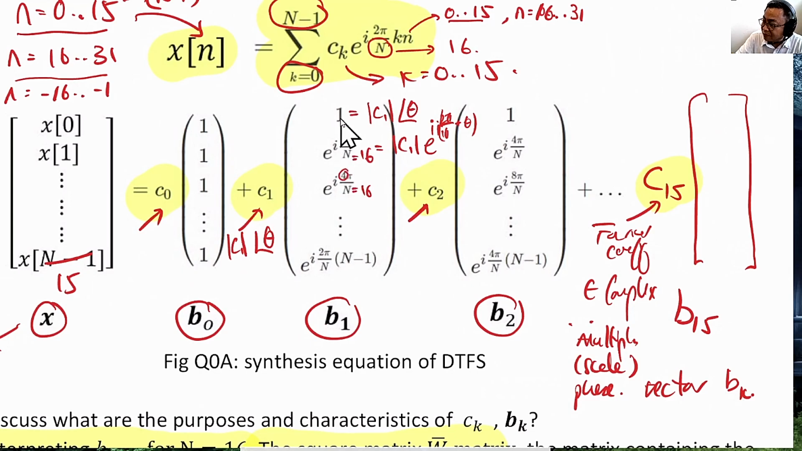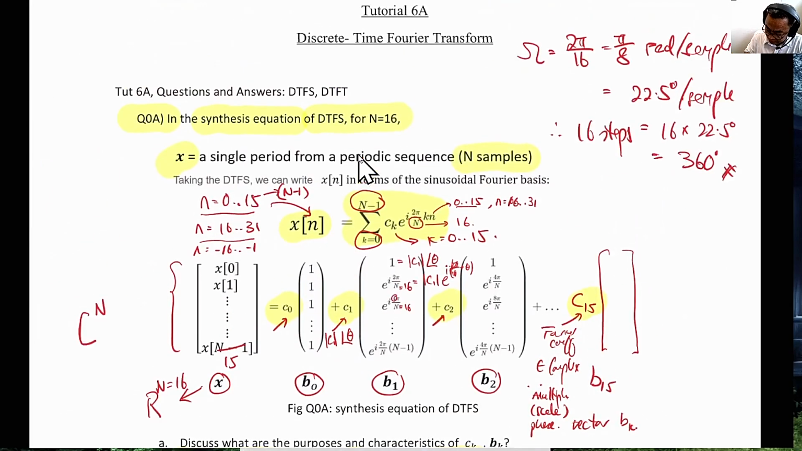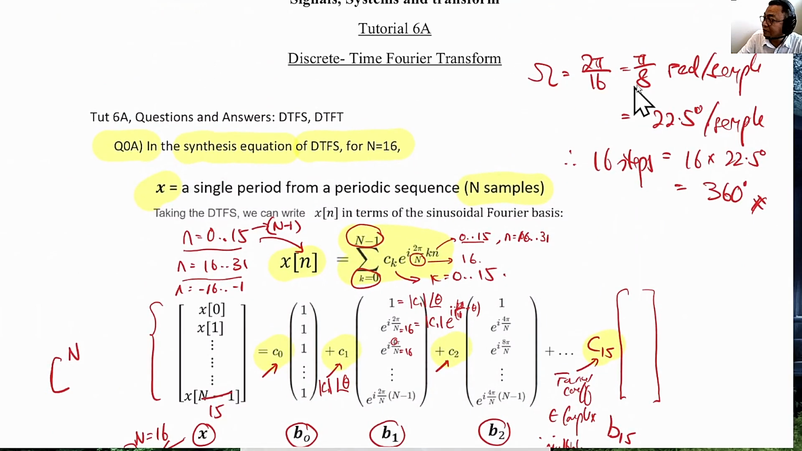See, this first guy has no phase. This is 1 angle 0. The second guy is 1 angle this phase. This phase is 2 pi over, in this example, 16. 2 pi over 16, I calculated it as 2 pi over 16 equals pi over 8 radian per sample, which is 22.5 degrees per sample.